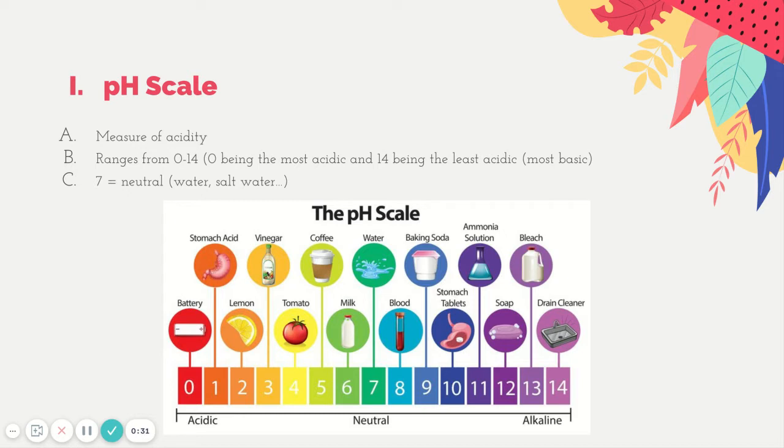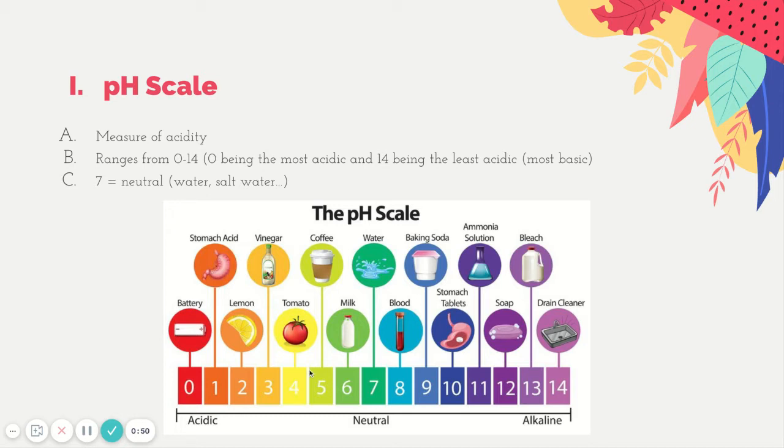It is a numeric scale, 0 to 14. That's a general scale, 0 to 14, where 14 is the most basic and 0 is the most acidic. And then right in the middle, we have water, which is neutral, a pH of 7.